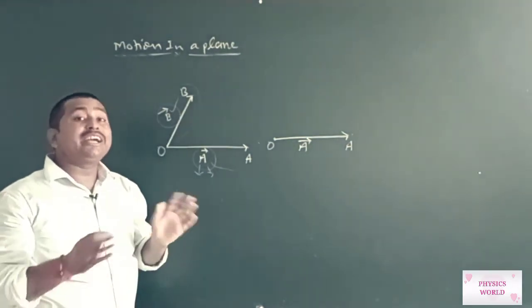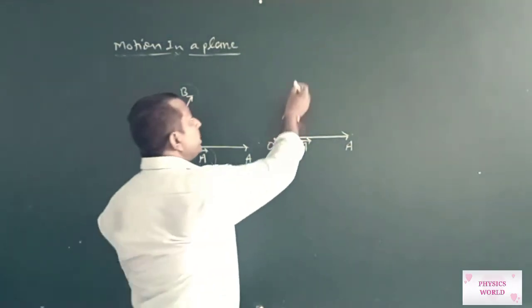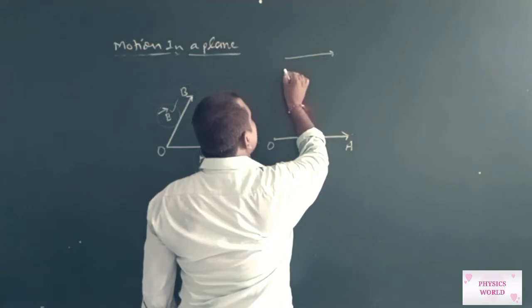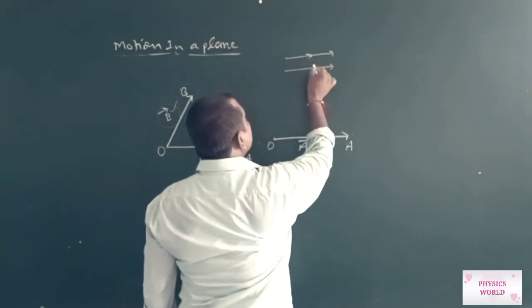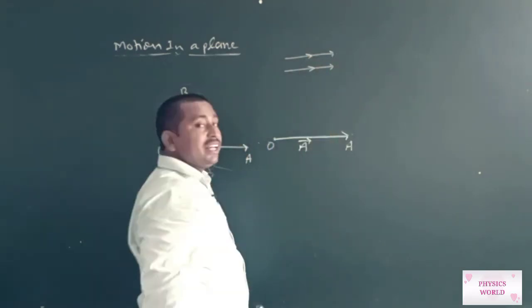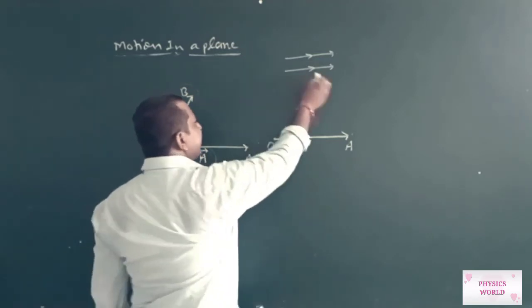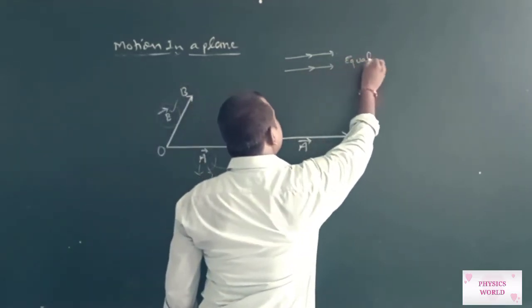Further, we have discussed equal vectors. We know that if two vectors are equal in magnitude and also the same in direction, or parallel in direction, they are treated as equal vectors.